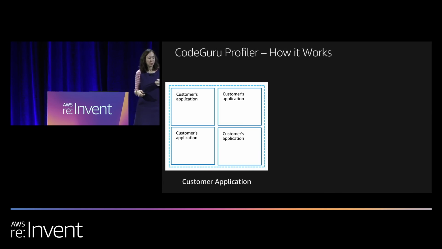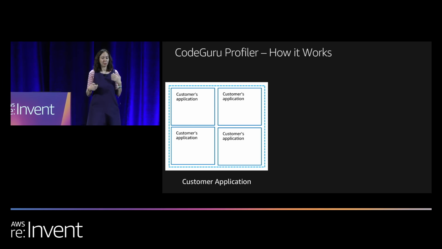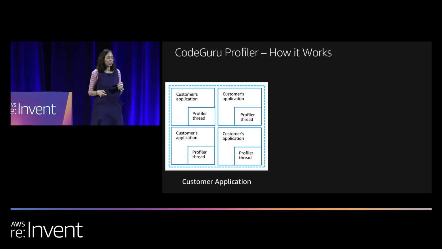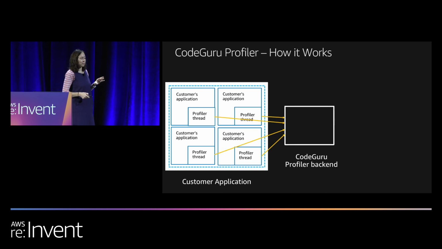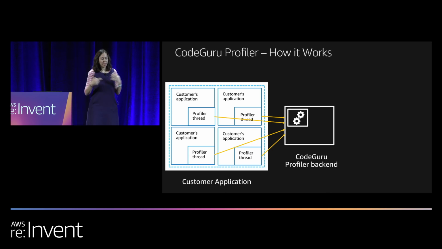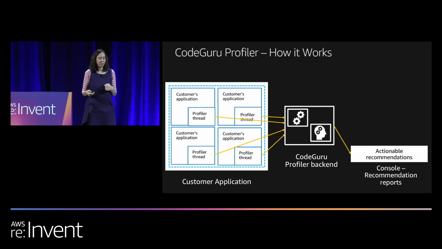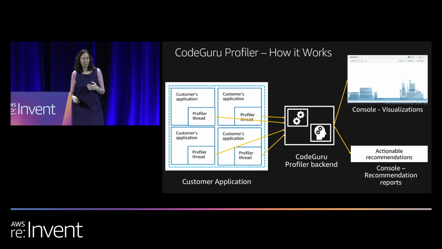When you have an application that is running on multiple instances, EC2 instances or containers, each of those instances is going to run the profiling thread as an in-process thread. This thread is going to continuously capture stack traces and send them to the backend, which will then aggregate all these stack traces and run the models on them to see if there are any performance issues. And if there are issues, you'll see them in the recommendation reports as well as in the visualizations.